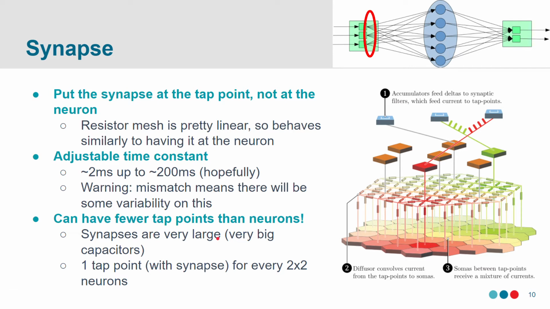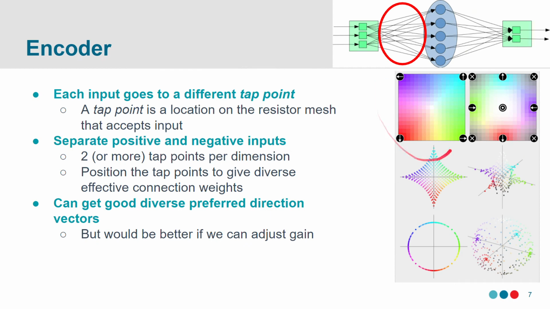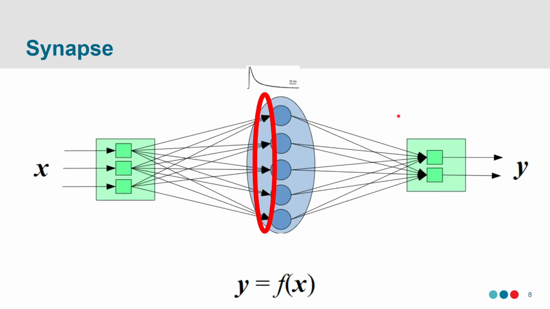This is very helpful because synapses are actually pretty large. If you want the possibility of really long time constants, it means you have a very big capacitor. Doing the design for that turned out to be a bit of a size constraint when we were putting together Braindrop. What we ended up with was one tap point with that synapse for every 2 by 2, so every 4 neurons. So again, what that means is we can't inject anywhere on this grid, but just every other row and every other column is where we can inject input.